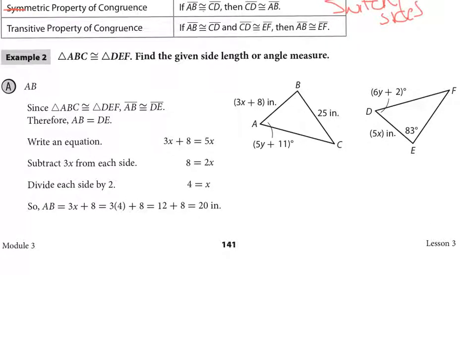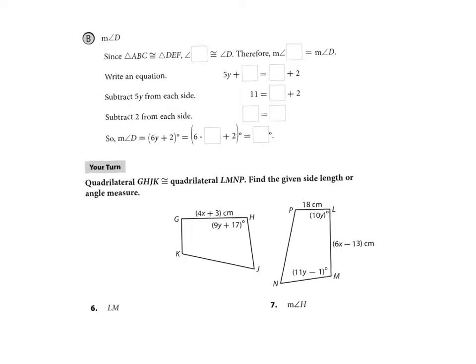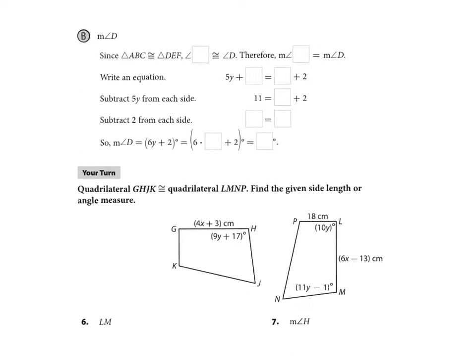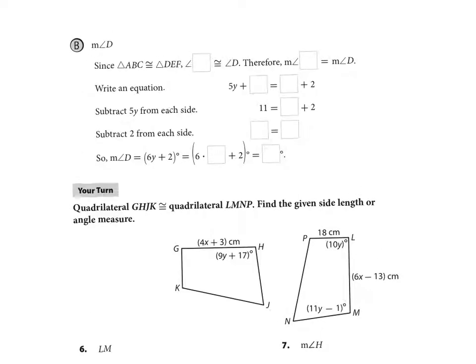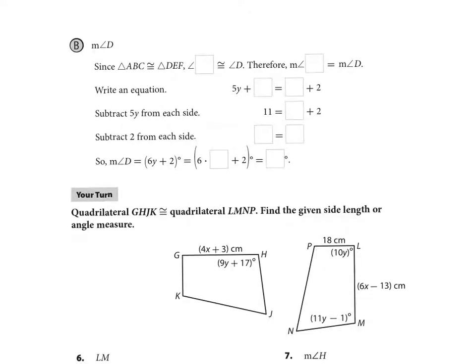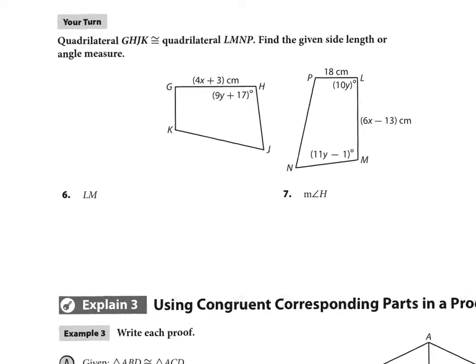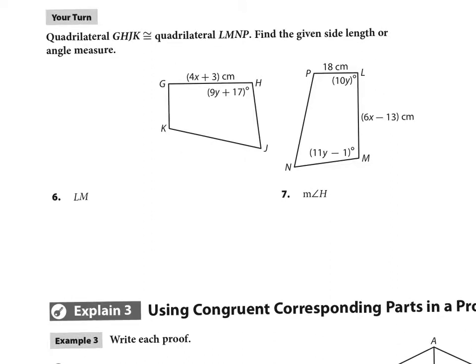So let's go down here to B. I guess that's on the other page. I don't want to flip around from page to page. We can do those in class if we need to. Let's just look at the next one because all the information is right there in front of us.